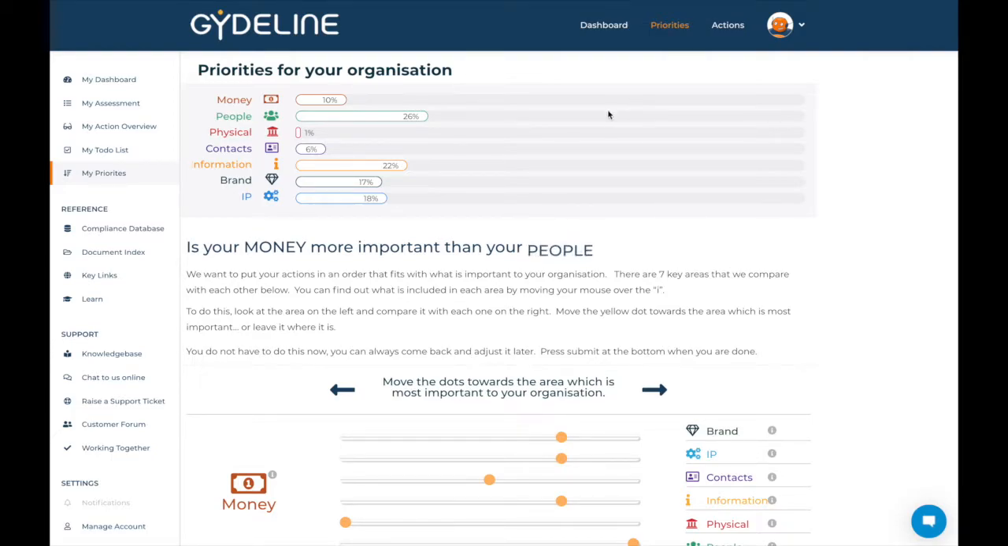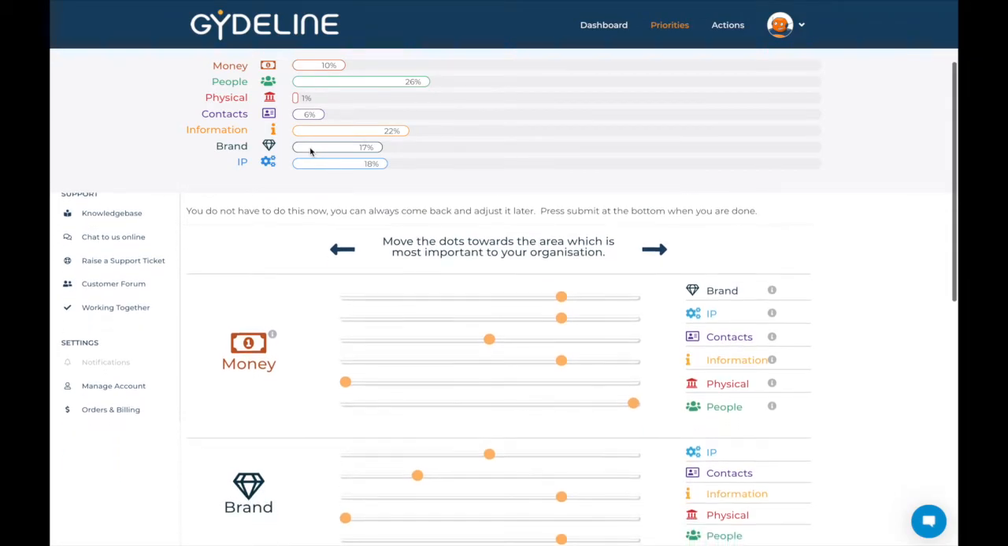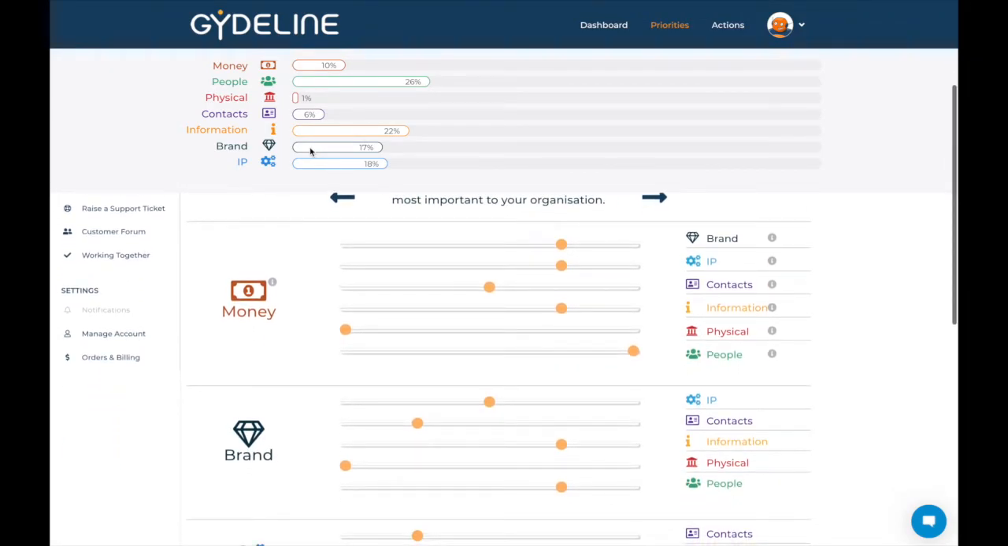So you can see at the top that for Gydeline, our top priority is our people, followed by our information, and then our brand and our IP come next. And so for us, money and certainly physical assets and property and contacts are much less important. So we're all about our people and our information. So if we scroll down, we can see how that plays out.